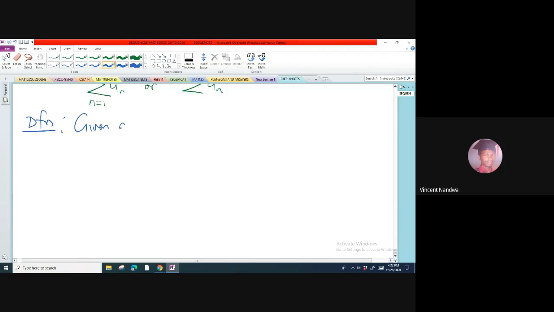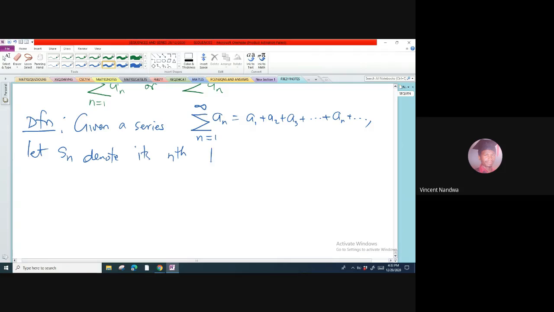Given a series which is A1, A2, A3, let Sn denote its nth partial sum. That's to say Sn equals the summation from i equals 1 to n, so we are stopping at the nth term, up to n of ai, given by a1 plus a2 plus a3 up to plus an.